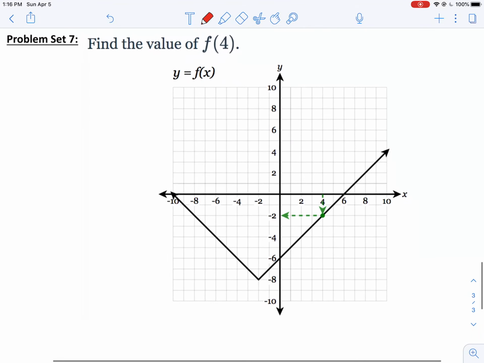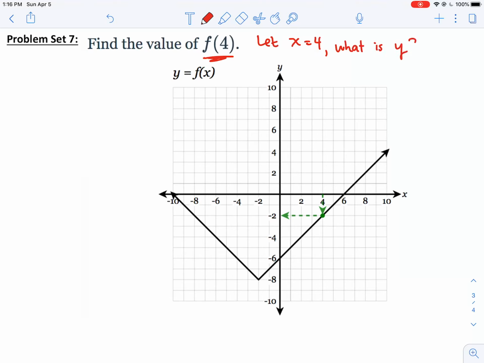All right, number 7, find the value of f of 4. So when it's written in this notation, it says, well, let x equal 4. What is my y value? All right, so let's find on my x-axis, this is my x-axis here, let's find 4. And the point is kind of highlighted in green there. So it wants to know what your y value is for that point, and my y value is -2. So y equals -2 would be your answer, or just the number -2.